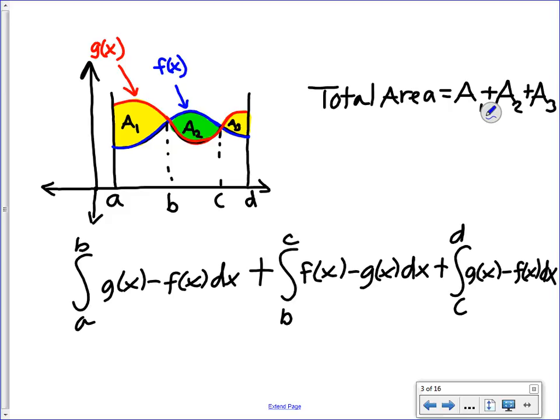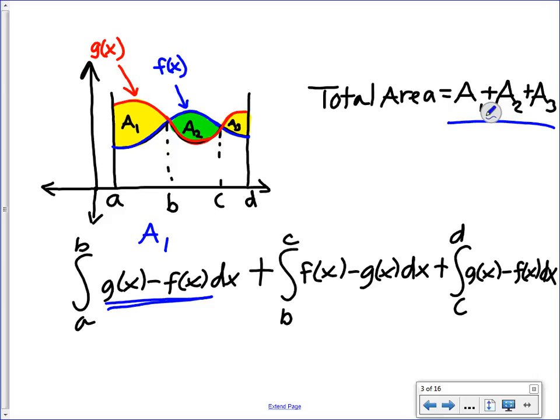So if we wanted to find the area from A to D, okay, we basically have to find the area of each individual region, okay? So A sub 1 plus A sub 2 plus A sub 3, and that would give us our total area. So you're going to have to set up separate definite integrals, okay? So notice for the area for A sub 1, since g of x is the upper function and f of x is the lower, you'd want to set it up as g of x minus f of x.